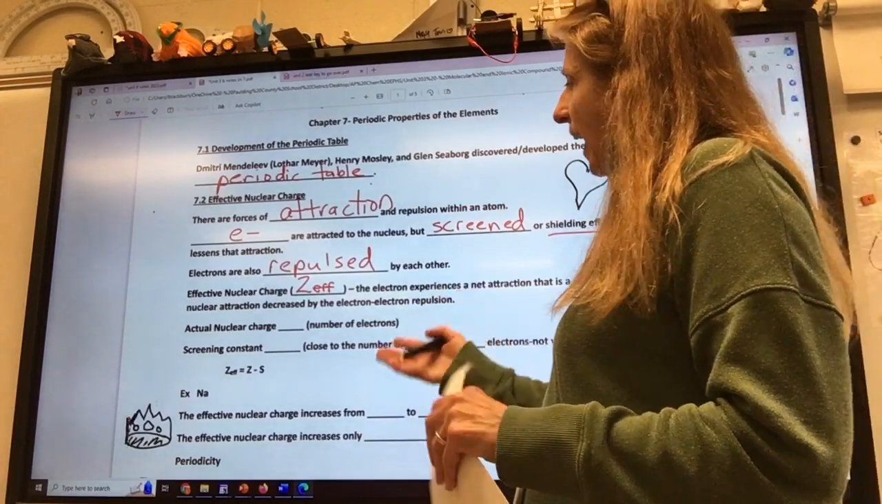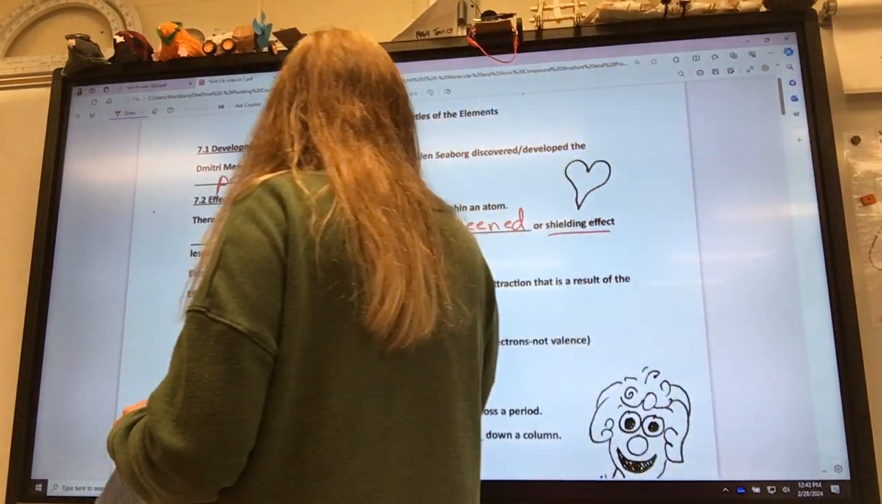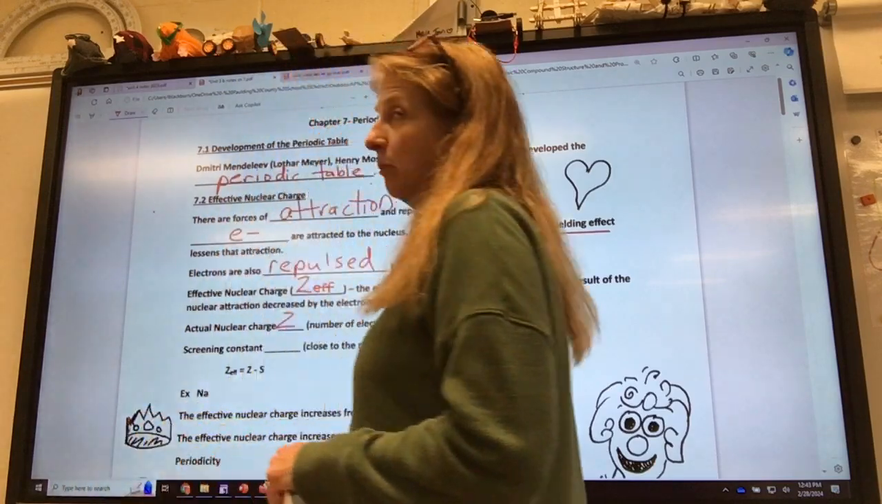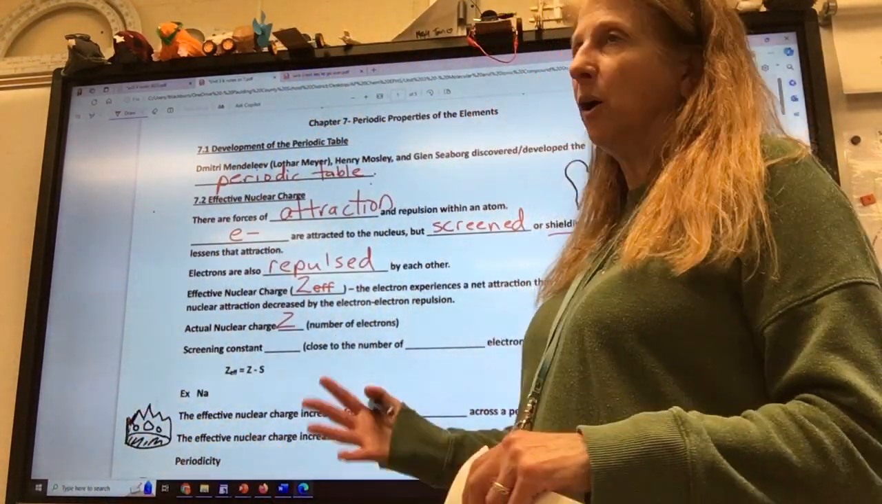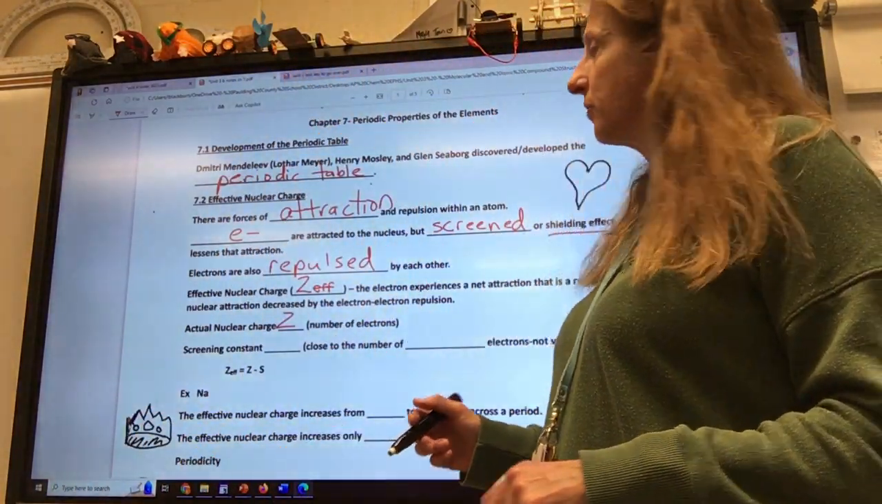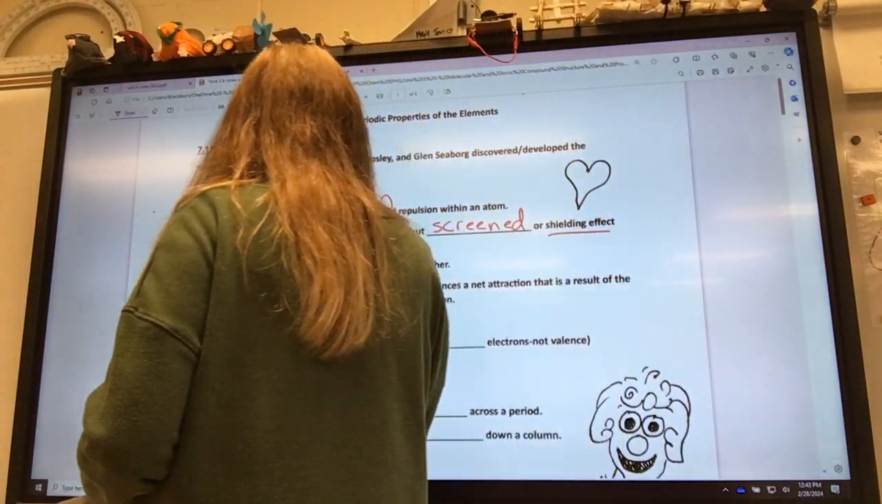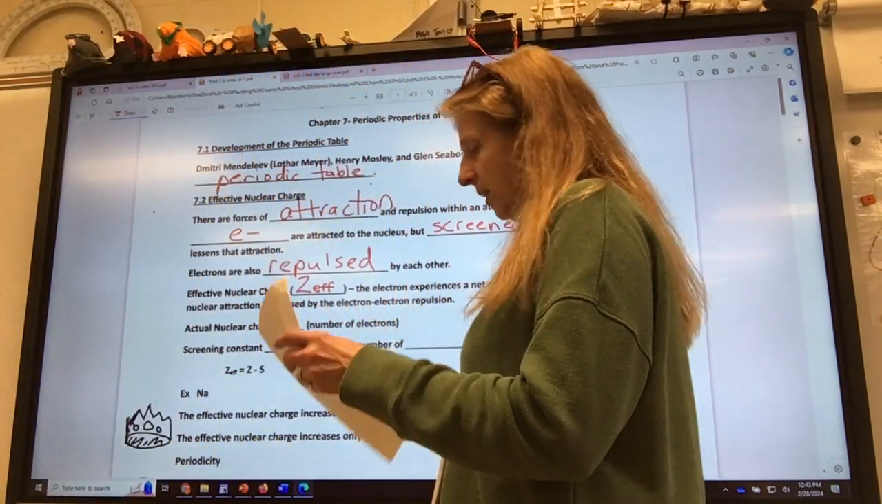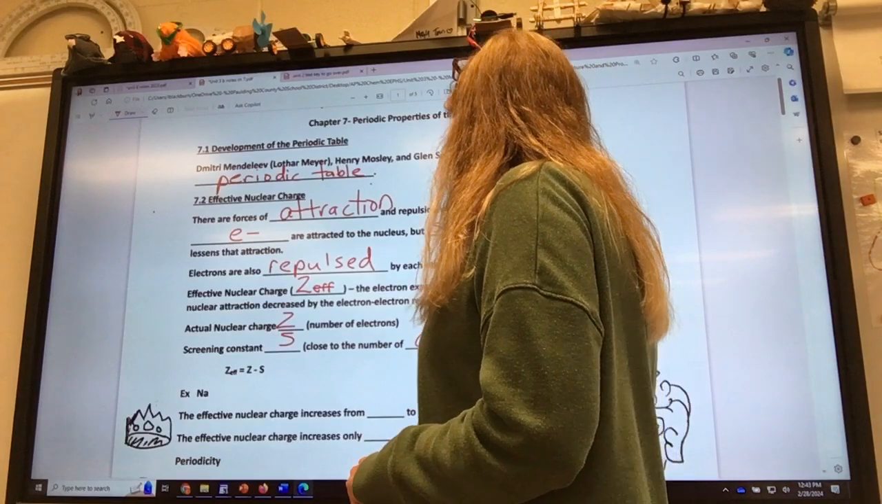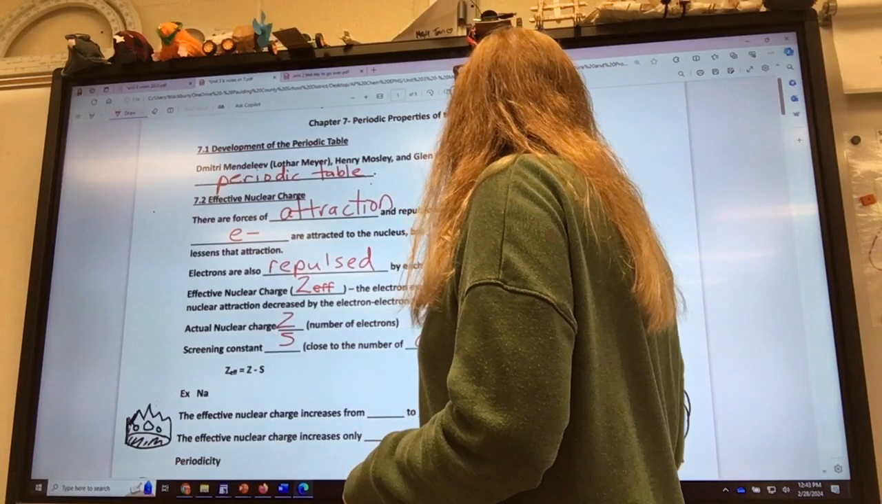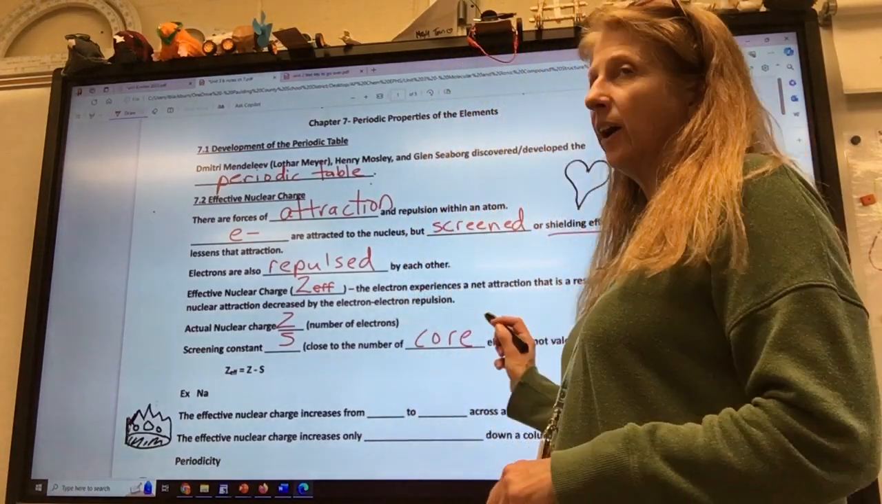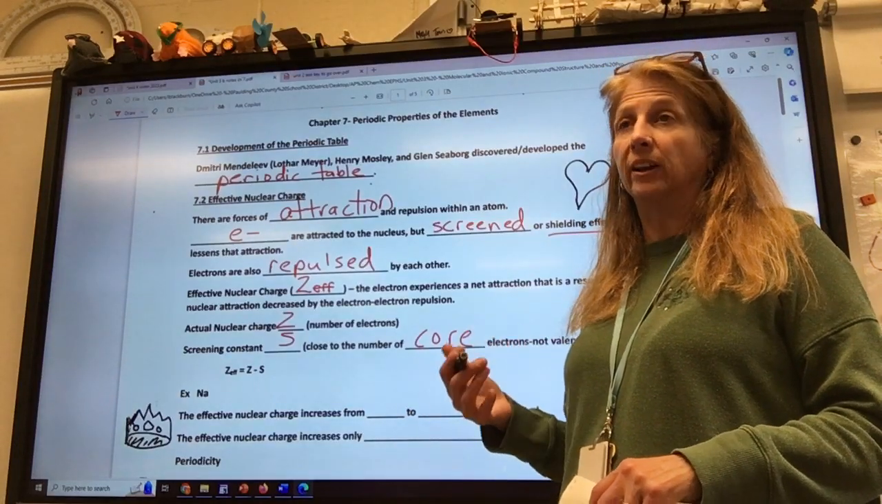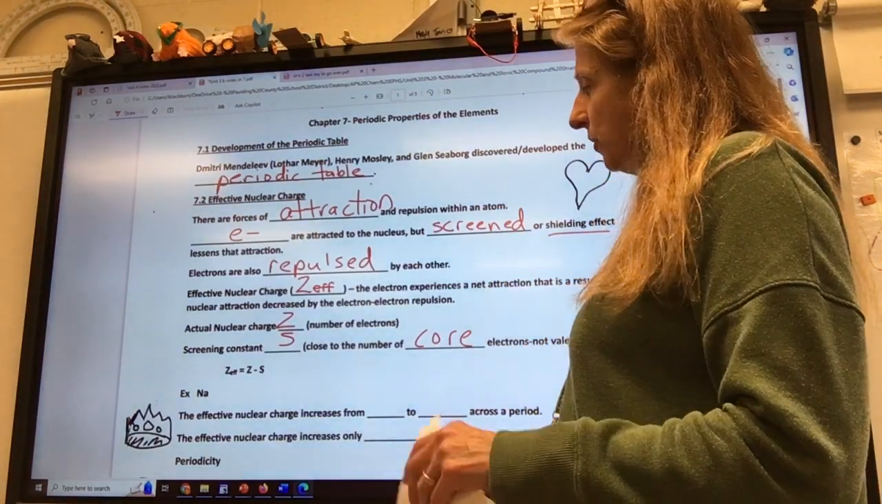Okay, now there's the actual nuclear charge, which is the number of protons, and that's just Z. And there's also how much the screening is happening. It's called the screening constant, and it is S. And it's close to the number of core electrons. So if you count out the core electrons, not the valence ones, take those off, it'll give you a number.